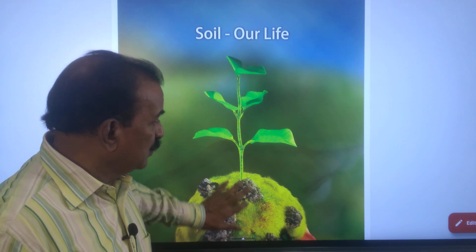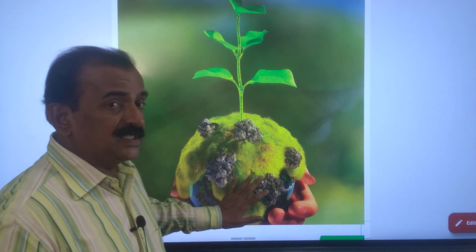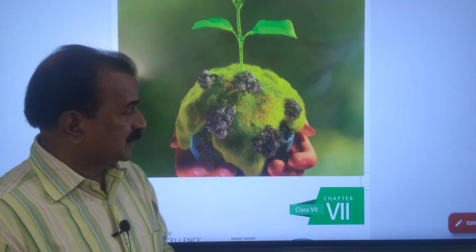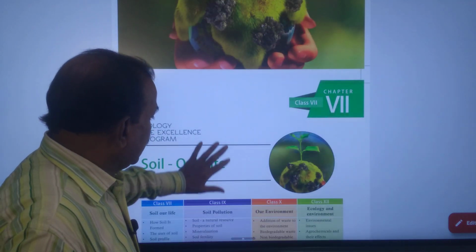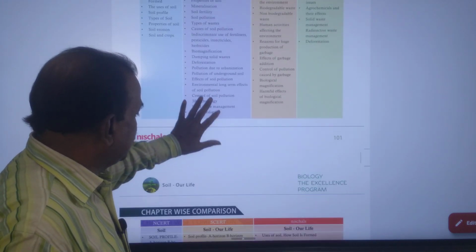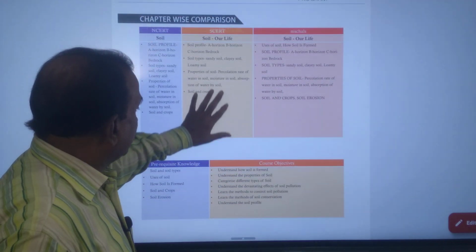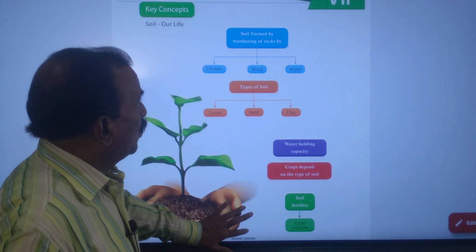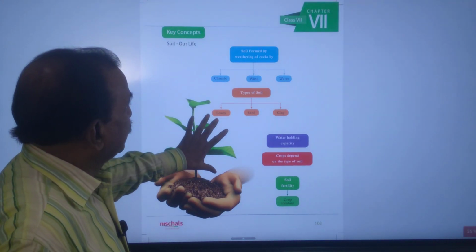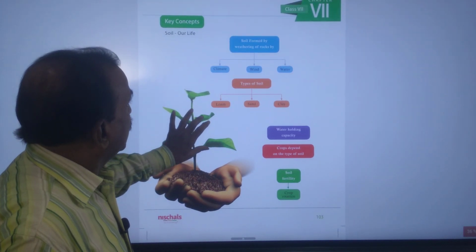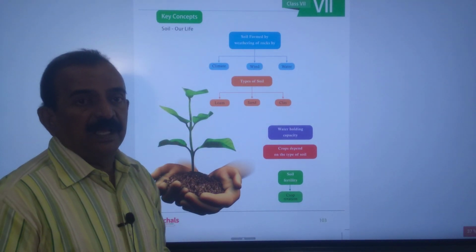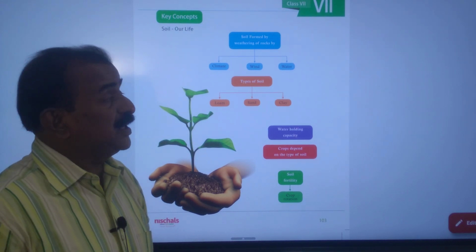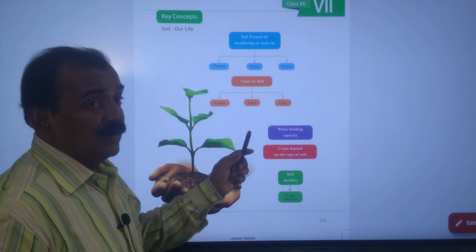So now you are observing a beautiful plant which is green in color, and that is growing on our mother earth. So it is so beautiful, and here you see the learning pathway is given, and also a chapter wise comparison, and here you need to focus on this page number 103. So here you see page number 103, and key concepts are given, and also you are observing a flow chart that is showing soil our life.